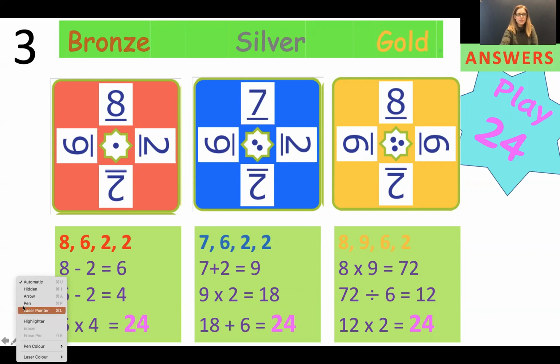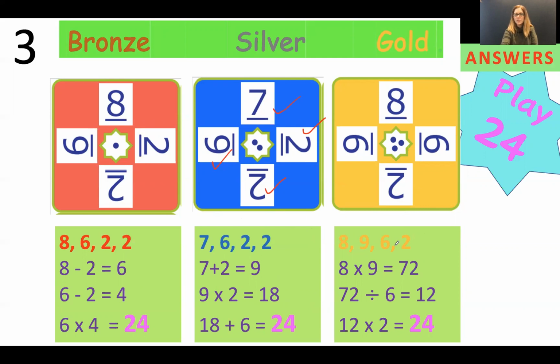Let's look at silver. So we have the numbers 7, 6, 2, and 2. Okay, so it's helpful just to make sure. So I've got 7 plus 2 equals 9. So I'm just going to tick these off to make sure I've not missed any. And then I've got that 9, I'm going to multiply it by 2. So I've used that 2 there. That gives me 18. Finally, 18 plus 6. Yep, I've used that. Tick that off. Gives me 24. Perfect. I've used all four digits only once, and I've got the answer of 24.